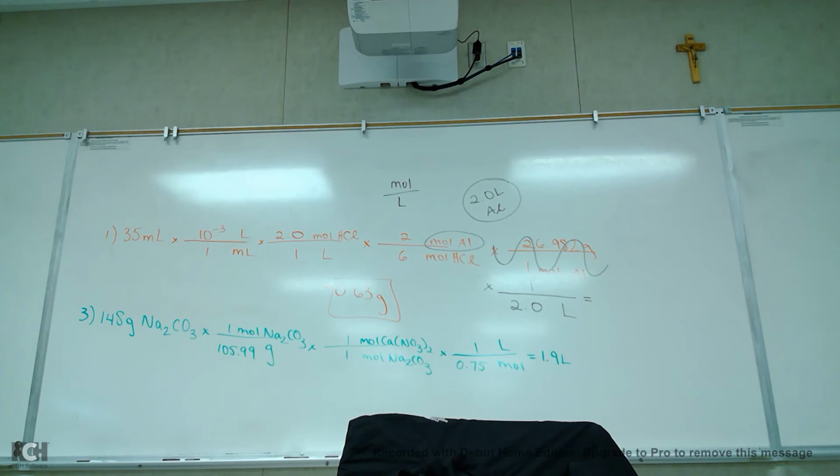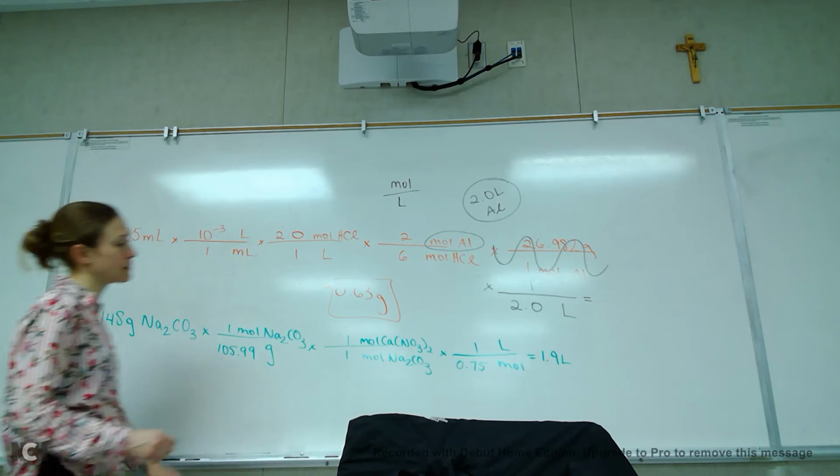5 is tricky because I give you 2 different concentrations, and if you're not careful, you can mix stuff up. But for number 5, it asks how many milliliters of 0.10 molar lead nitrate are required to react with 75 mils of 0.2 molar NaI. So my given for that problem is what?